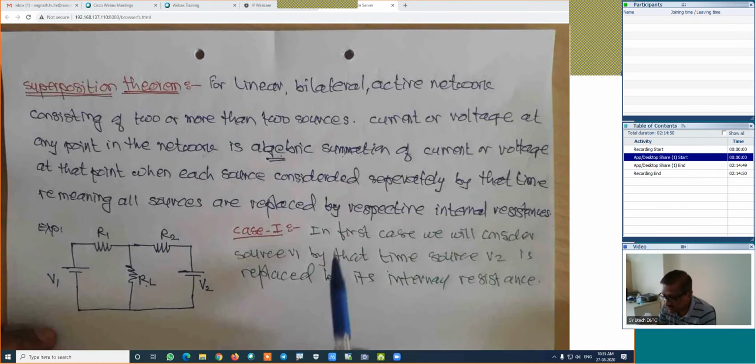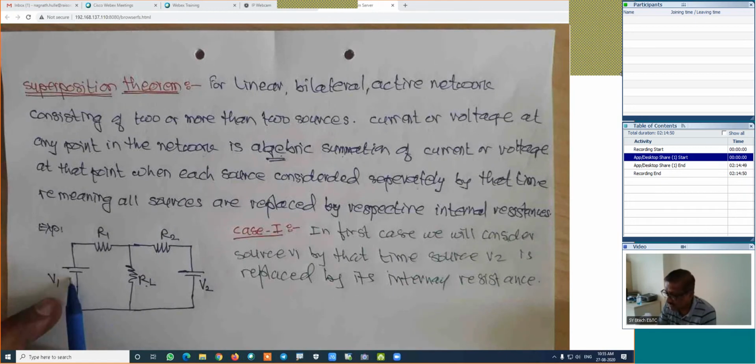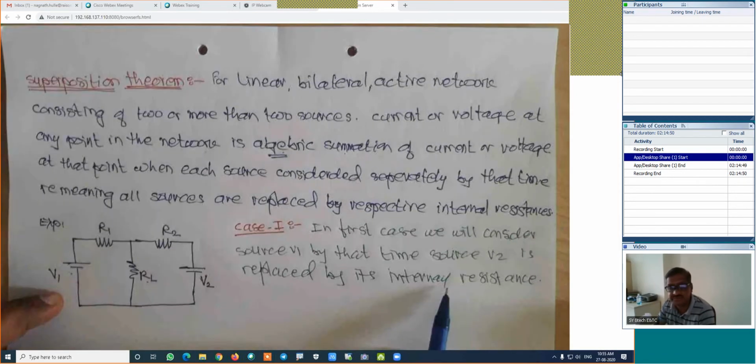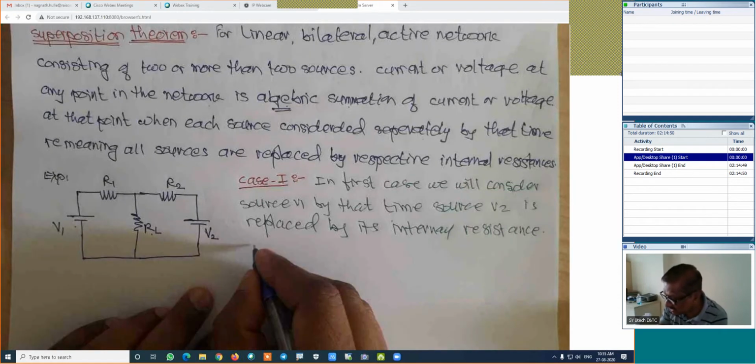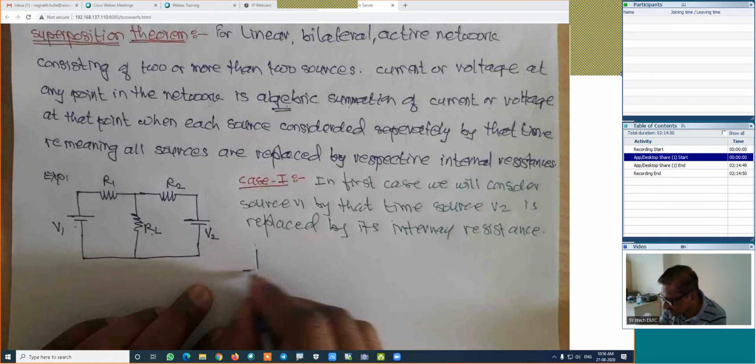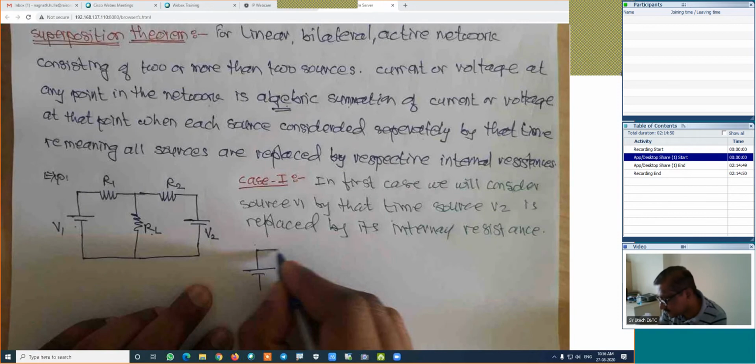In first case, we are considering this first source and we are removing the second source, or all other sources. Here there are only 2, therefore the second source is replaced by its internal resistance. How much is the internal resistance of this voltage source? 0. Then draw its figure for the first case, that is case 1. I will draw its figure somewhere here. This will be the figure. Is it right?